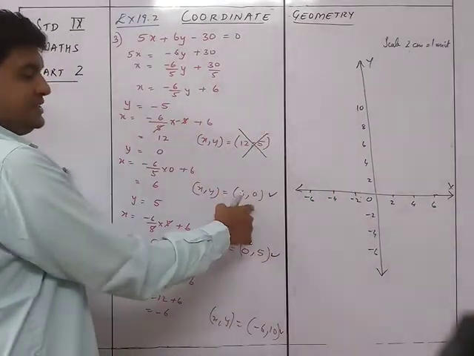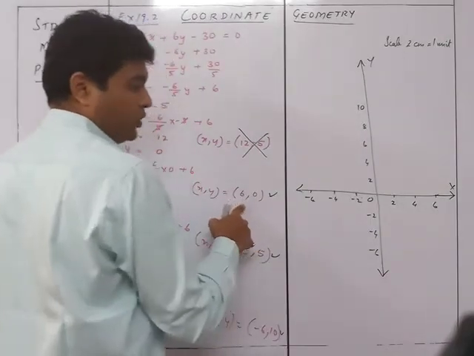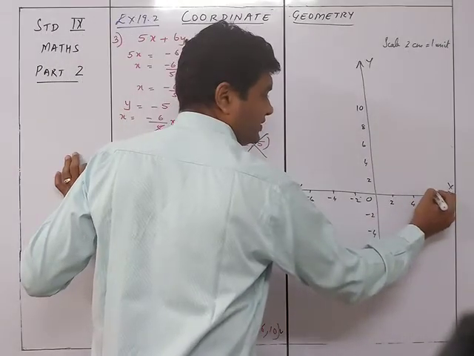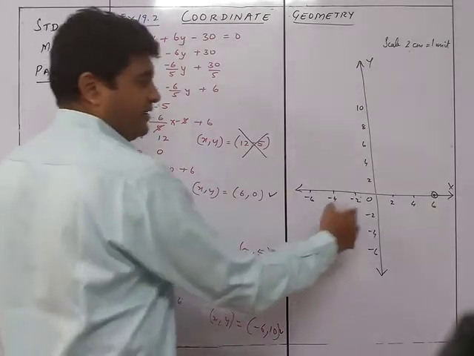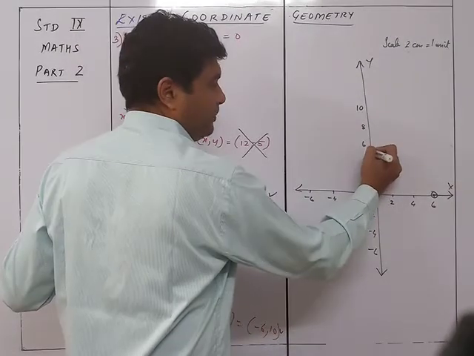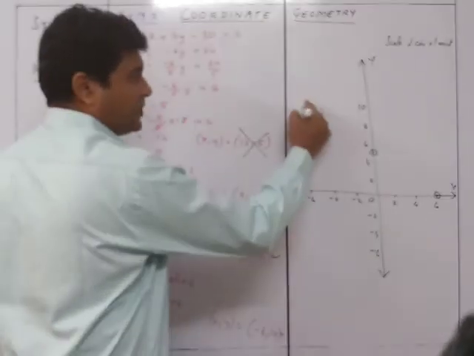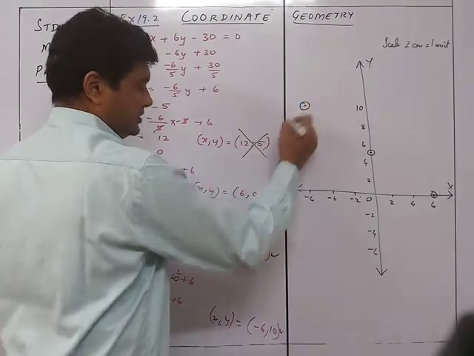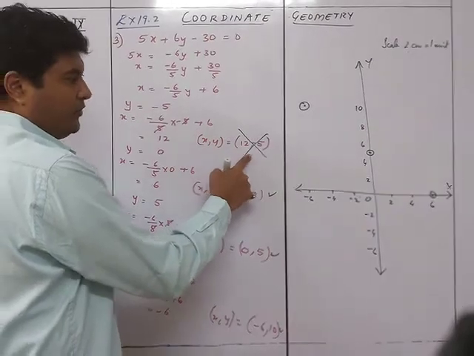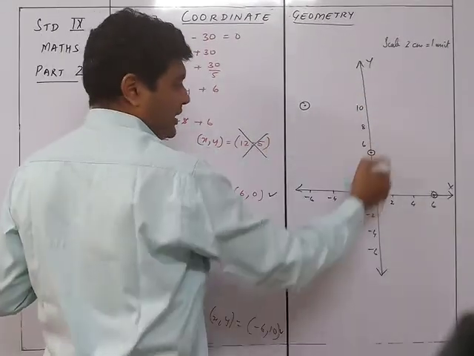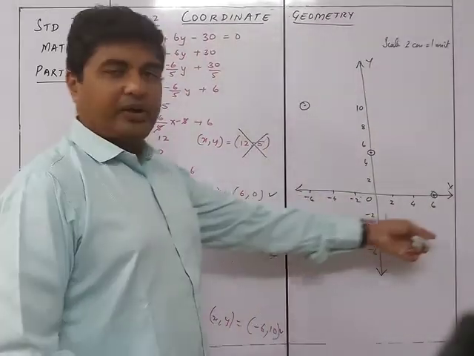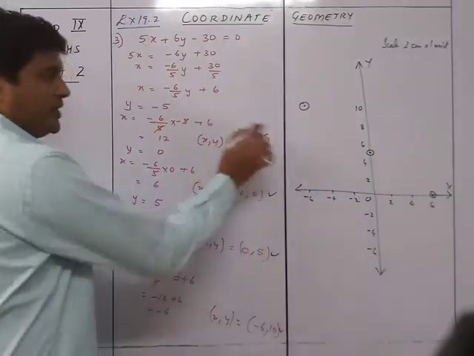Accordingly, it will be 6, 0. So 6, 0 will be over here. So this is the first point. 0, 5 will be over here, midpoint between over here. And minus 6, 10. So minus 6, 10 will be over here like this. You can also plot this one if you want. तो 12 point इधर है, तो 12 नहीं आएगा, तो difficult हो जाएगा. So we're not taking this point.